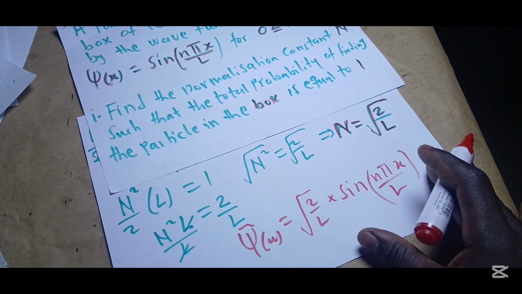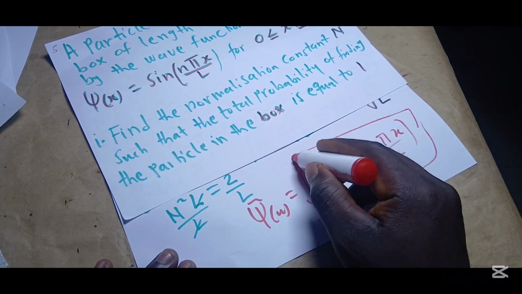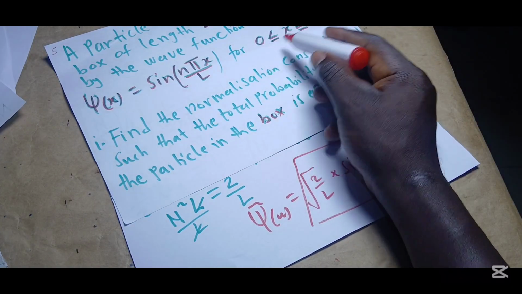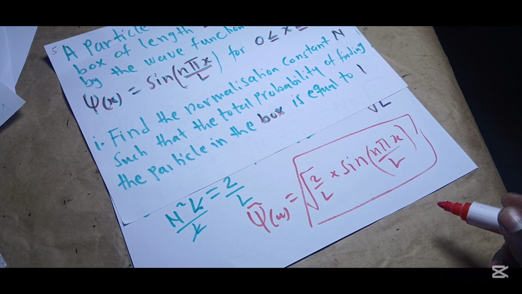So if we integrate this wave function over the interval from 0 to L, you should be getting 1, indicating that the wave function is normalized.